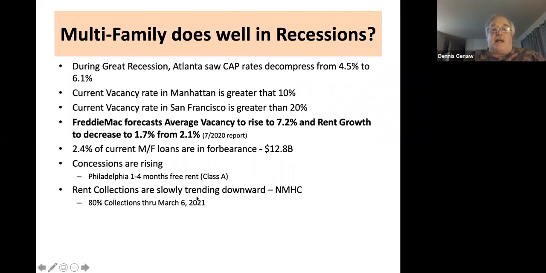And we thought we'd see a larger decline in rent collections than we did due to COVID, but with the government helping with all the programs they put in place for renters, we maintained a higher rent collection than we thought. Still, as of March 6, 2021, rent collections on a national average were only at 80%. That number will go up as you go through the end of the month, but we're not seeing as high of a rent collection as we did pre-pandemic.